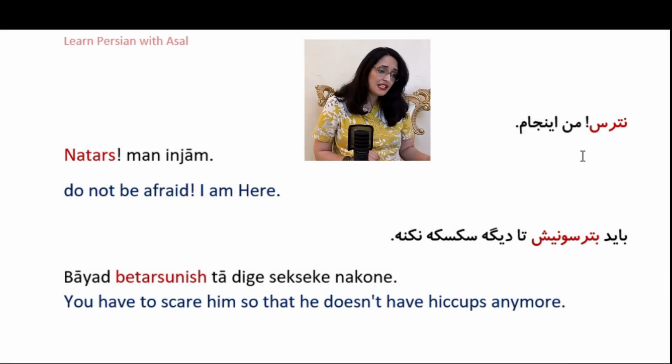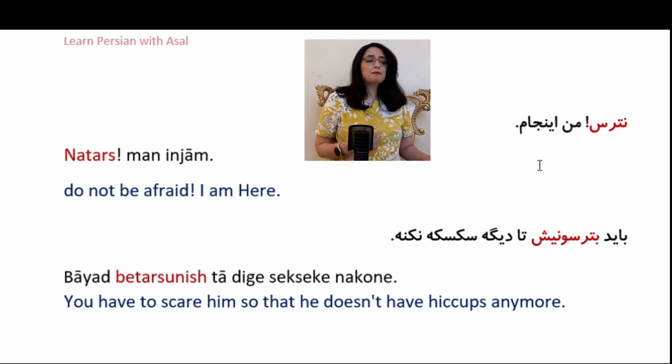نترس. من اینجام. Usually in Persian we use this sentence to calm someone down and tell them that we are here for you, I'm supporting you, don't worry about anything. So you can say نترس من اینجام. Also نگران نباش من اینجام. Okay, I'm here for you, I help you. So it's a very useful sentence. Try to use it a lot.